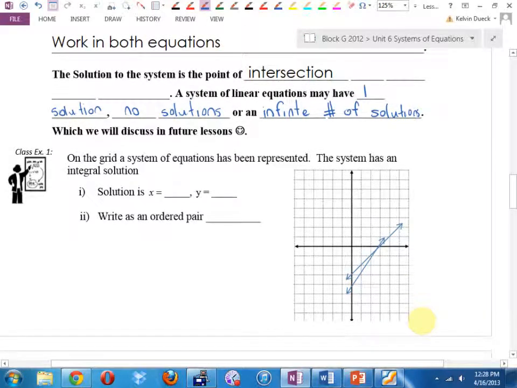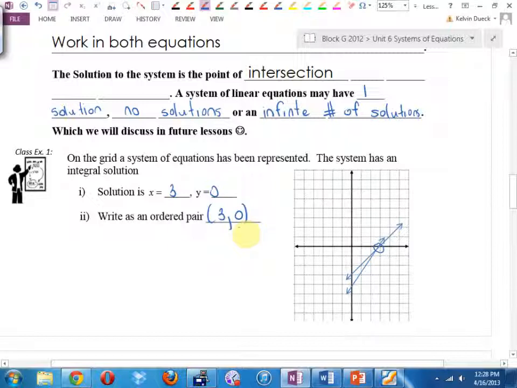Example 1. So on this grid, a system of equations has been represented. The system has an integral solution. In other words, it's supposed to cross right there. I had trouble with the graphics, but it's pretty close. What's the solution to that system? What's the x-coordinate? What's the y-coordinate? 3, 0. In fact, as an ordered pair, (3, 0).